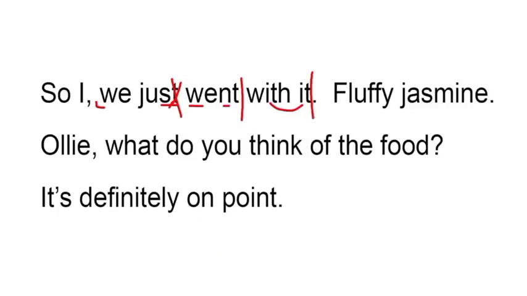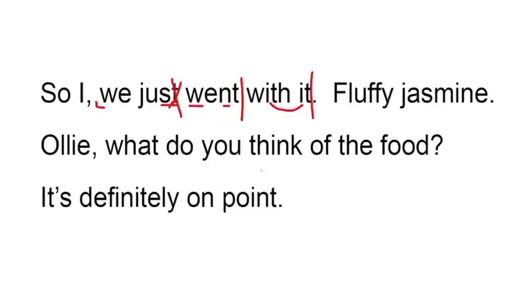It shows flexibility, being able to go with the flow, to use another idiom. So if something comes up that's unplanned or unusual for you, but you move forward anyway, then you can say, you know what, I'm just going to go with it. Or in the past tense, I just went with it.